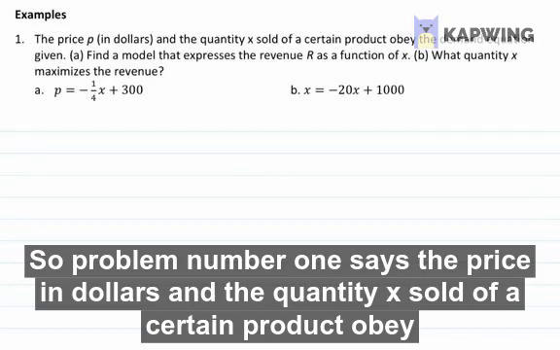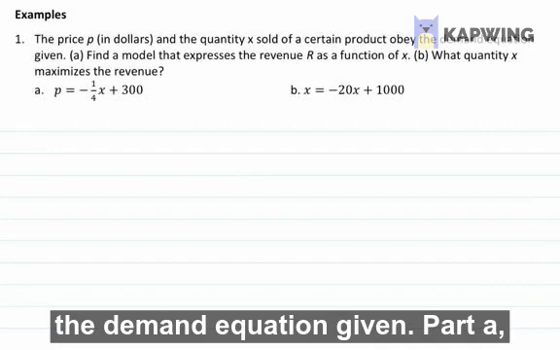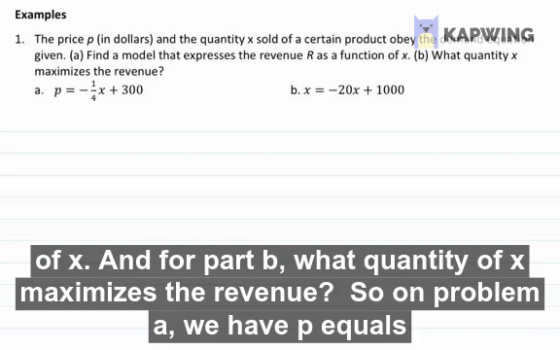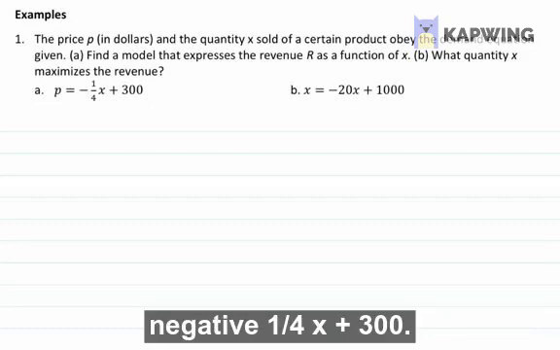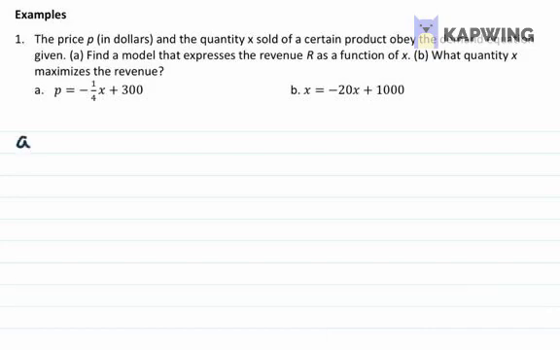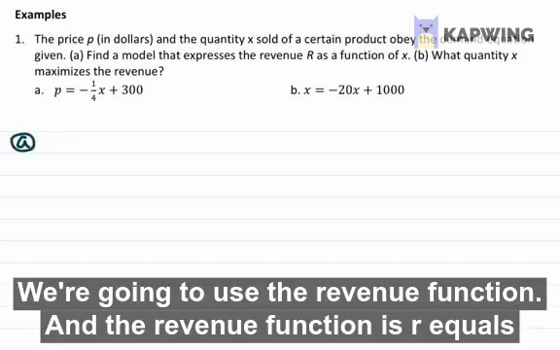So problem number 1 says the price in dollars and the quantity X sold of a certain product obey the demand equation given. Part A, they want you to find a model that expresses the revenue as a function of X. And for part B, what quantity of X maximizes the revenue. So on problem A, we have P equals negative 1/4 X plus 300. So we're going to go ahead and find the revenue. That's part A. We're going to use the revenue function.